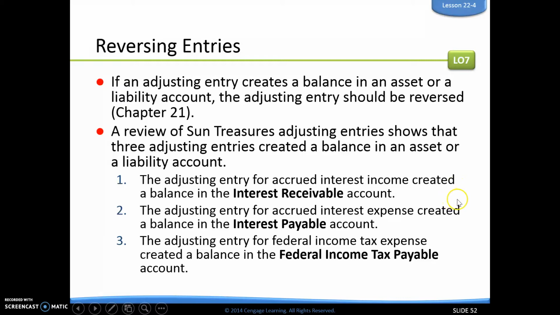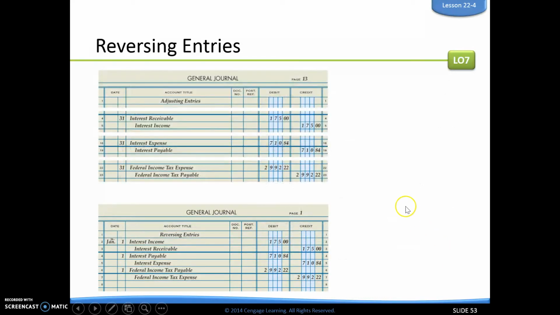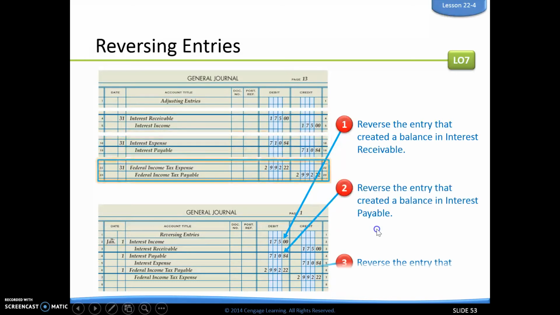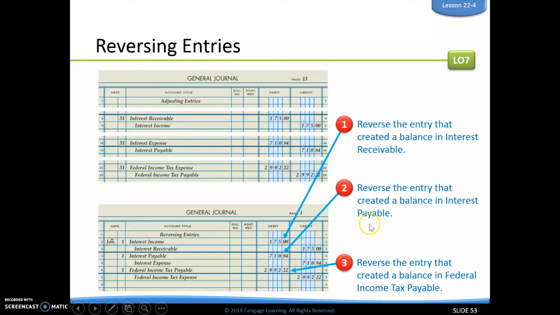Then we have an adjusting entry that made an accrued interest expense in interest payable. We need to reverse that. And the third one is an adjusting entry for federal income tax payable. That one needs to be reversed as well. So what we see here is these are our adjusting entries. Interest receivable, remember a reversing entry essentially just flip-flops it. Same thing with that interest expense one and our federal income tax payable. Notice again that reversing entries always happen on the first day of the next fiscal period. So this is January 1st happening here.